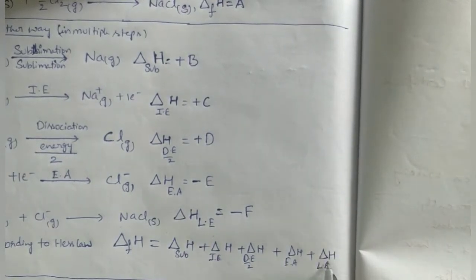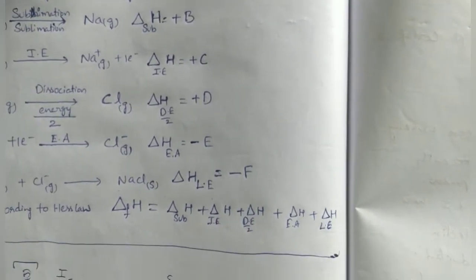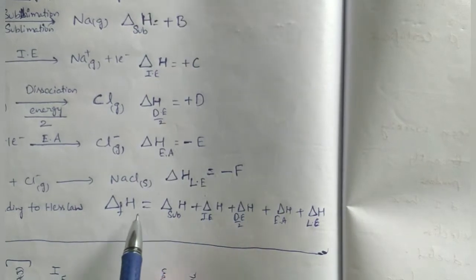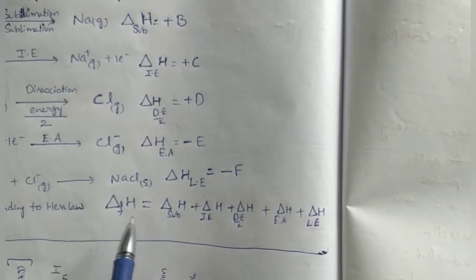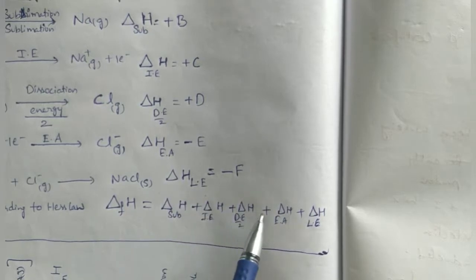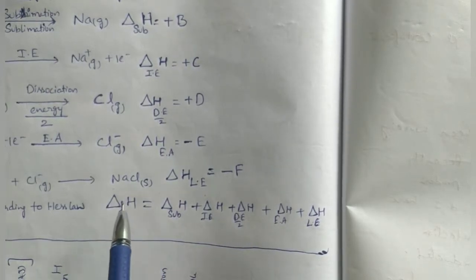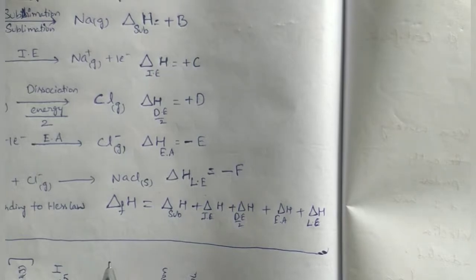LE is nothing but lattice energy. I will write those terms here separately. First, according to Hess law, energy involved in single step is this one, and these are all energy involved in multiple steps. This is one step, this is one step, this is one step. Like that, every step energy involved, when we add that one, this is equal to energy involved in single step. This is only called Hess law.